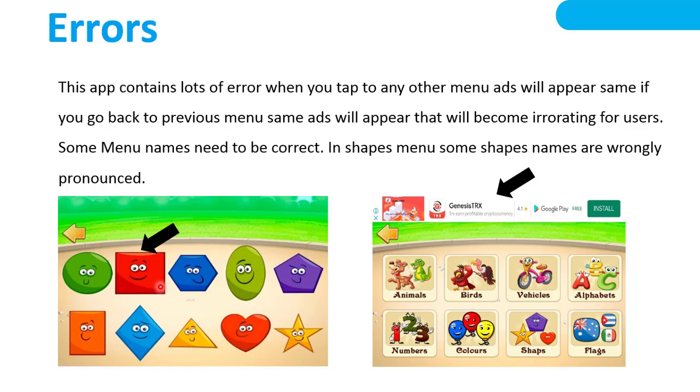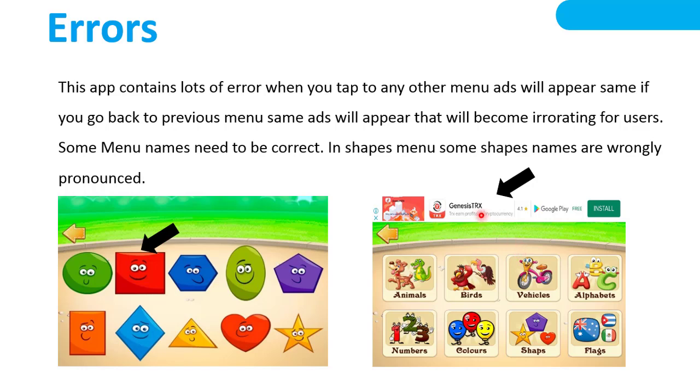In the shapes menu, some shapes' names are wrongly pronounced. Like when I click on this shape, it will say it's a circle. When I click on this, it says a rectangle, but no, it's not a rectangle. It's a kind of square shape. When I click on this shape, the application says this is a square, but this is not a square, this is a rectangle. So in the main menu, the name is SHAPES, but it's written there SHAPS, so that's the problem.